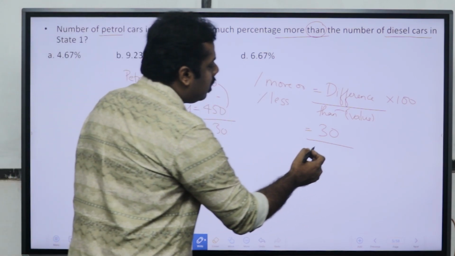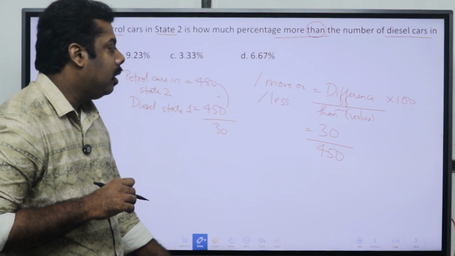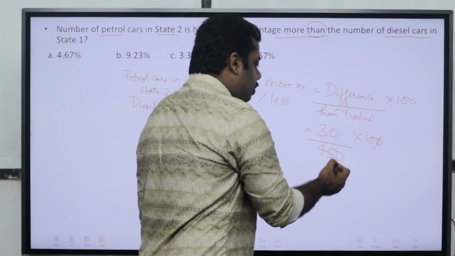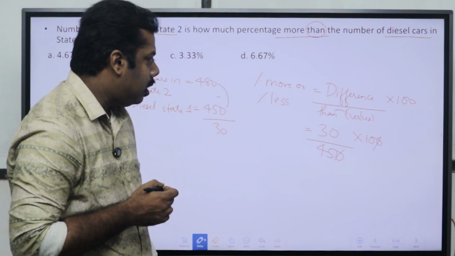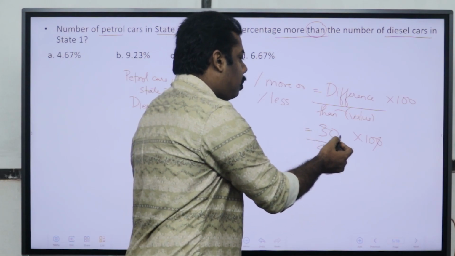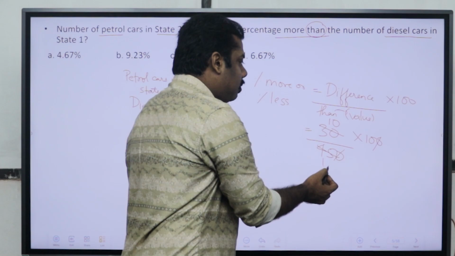So you have to place the denominator, you have to place the value of diesel cars. Then obviously into 100. So just solving the values, just cancelling out with 10. Then what is common here? Yeah, 3 is common in both the terms. So if you're just cancelling out, it will come as 10 and 15.